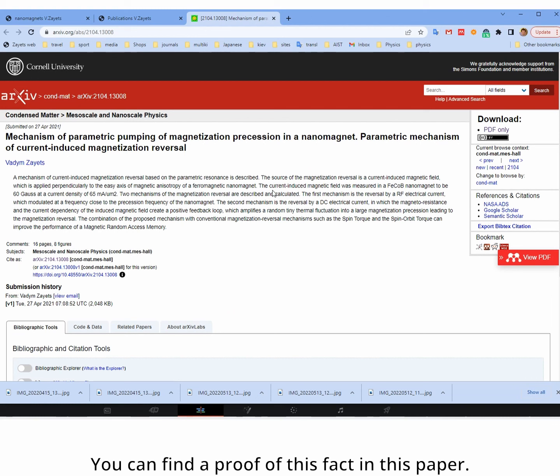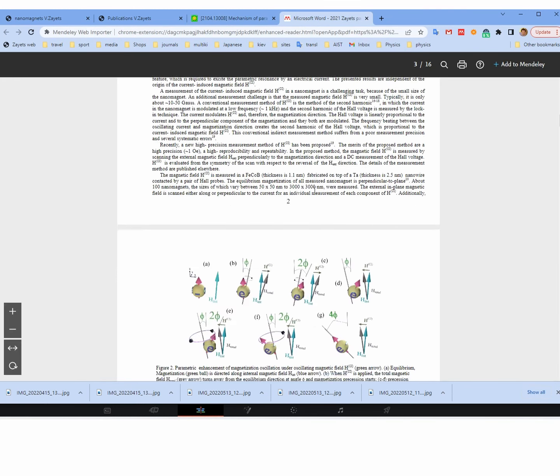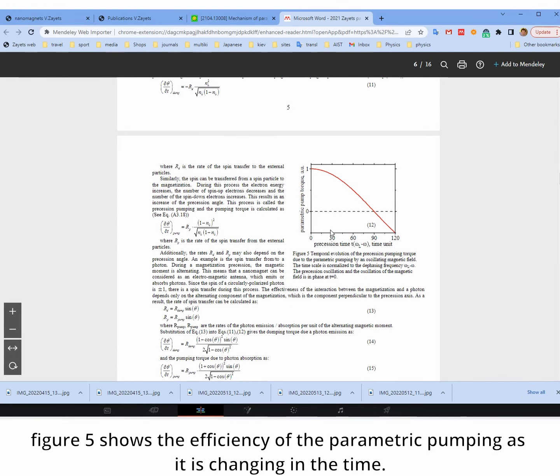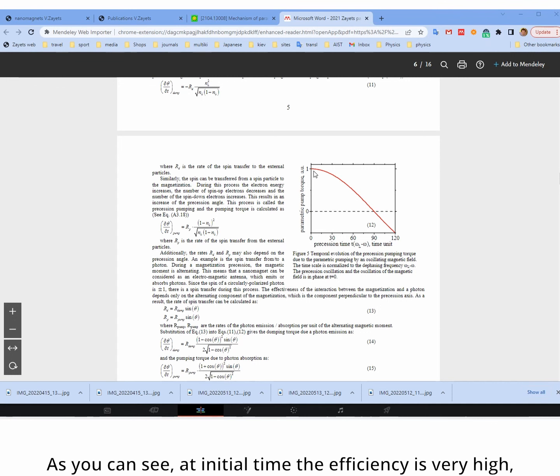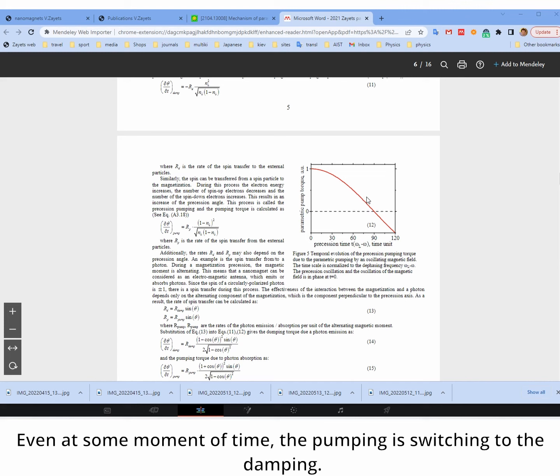You can find a proof of this fact in this paper. Just go to figure 5. Figure 5 shows the efficiency of parametric pumping as it changes in time. As you can see, at initial times the efficiency is very high, but the efficiency decreases very quickly after some duration of pumping. Even at some moment of time, the pumping switches to damping.